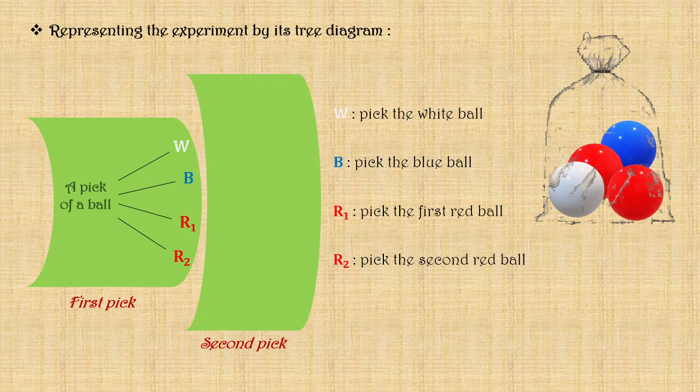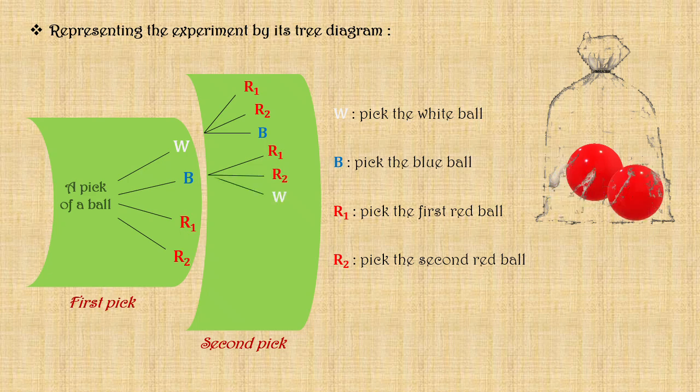Now for our second pick of a ball. Assuming that the first picked ball was of white color, we might be getting the first red ball, hence the event R1, or the second red ball, which means the event R2, or the blue ball, which means the event B. Now if we assume that the first picked ball was of blue color, we might be getting for our second pick either the first red ball, hence the event R1, or the second red ball, which means the event R2, or a white ball, hence the event W.